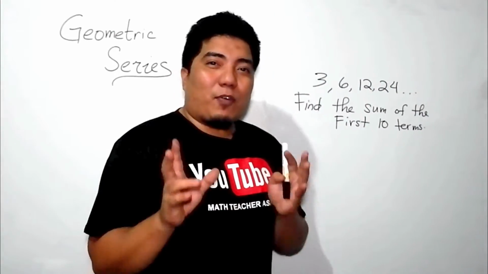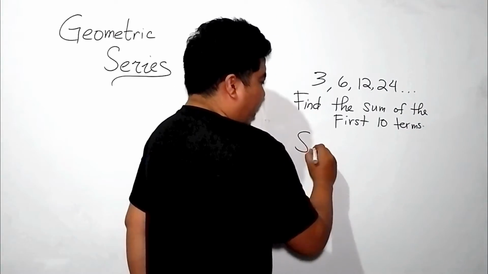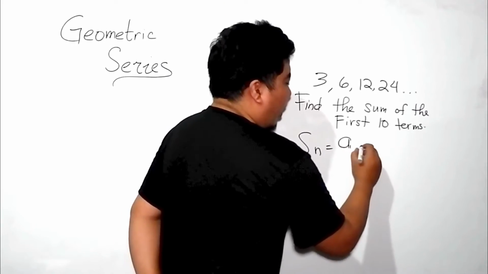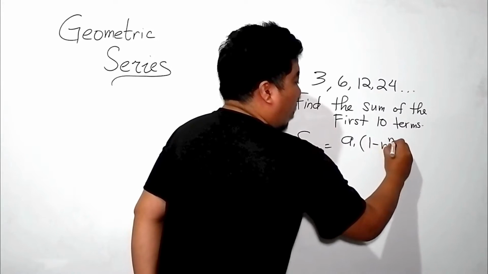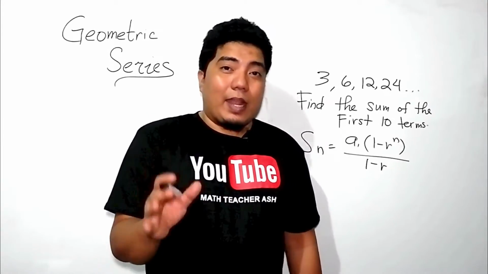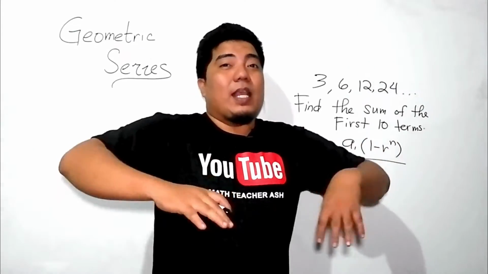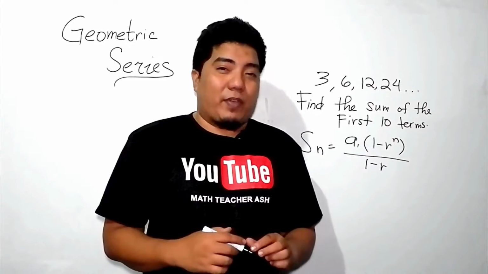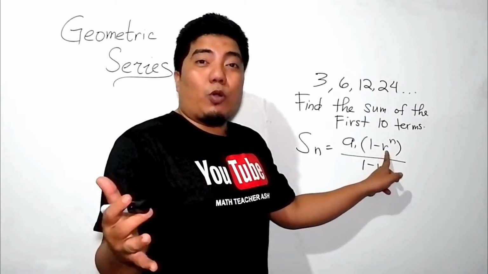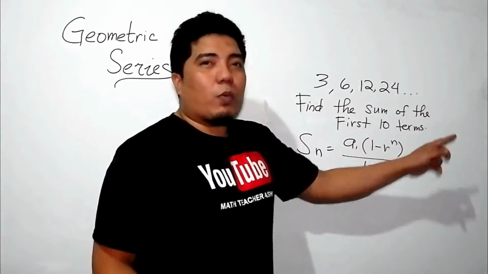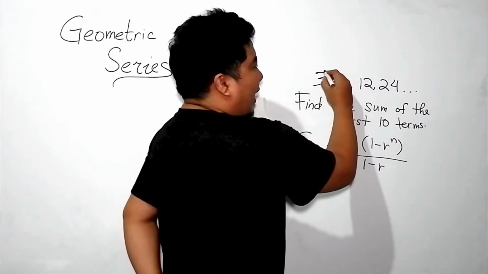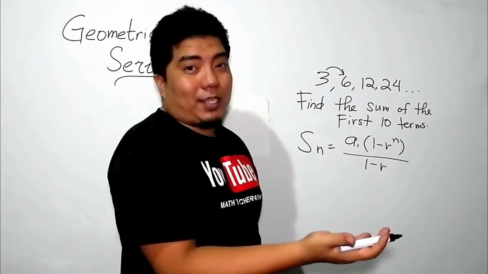Now, the formula for the geometric series is S sub n is equal to a sub 1 times 1 minus r to the power of n over 1 minus r. Now, what we do here is we just substitute all the given. The first term is already given here, right? However, we don't know the common ratio of this sequence. Remember, in getting the common ratio, you could just ask yourself, what happened to this? Why did it become 6?